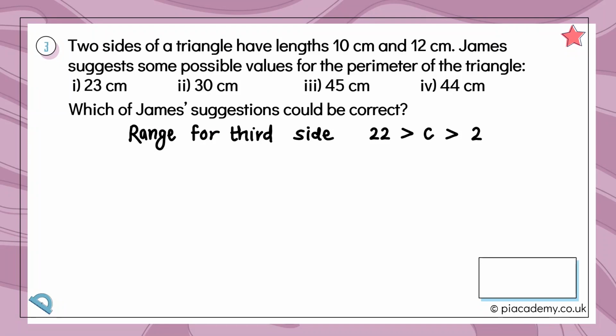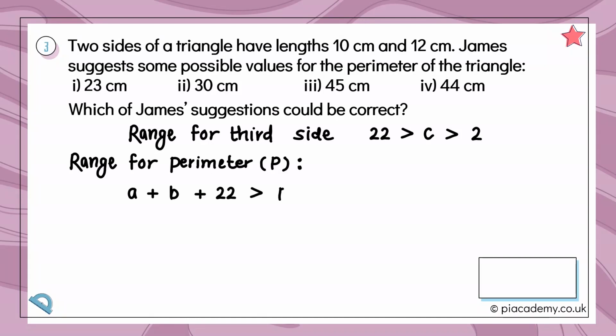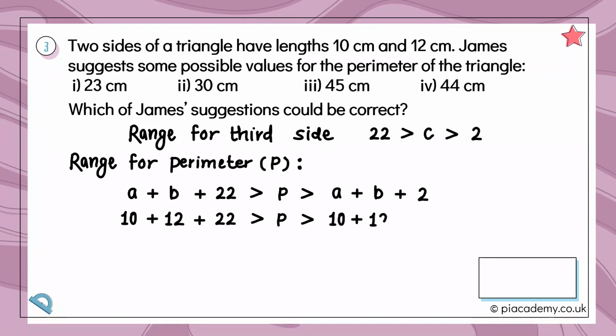Now that we have the range for the third side, that is C is supposed to be greater than 2 but lesser than 22, we now find the range for the perimeter for which we are assigning the variable P. Now, what we can do over here in order to find the range is, we get A plus B plus 22 greater than P greater than A plus B plus 2. Upon plugging the values of A and B, we get 10 plus 12 plus 22 greater than P greater than 10 plus 12 plus 2. Upon simplifying, we get 44 greater than P greater than 24.